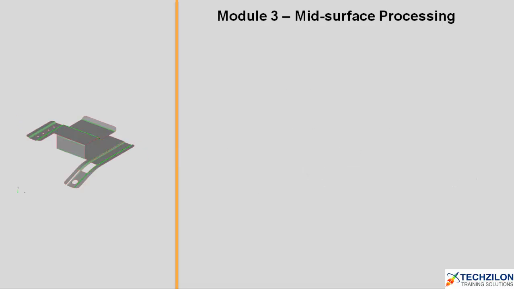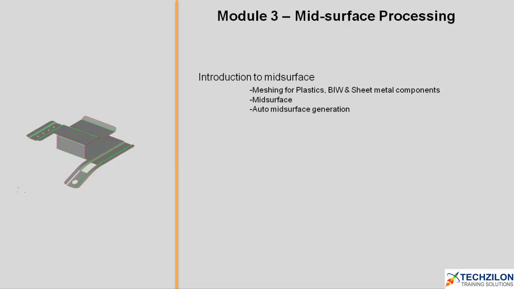In Module 3, we'll be going through midsurface processing. Here you will be introduced to midsurface, where you will learn meshing for plastics, BIW, and sheet metal components, midsurfacing, auto midsurface generation, editing, meshing, thickness assignment to the mesh, and manual element offset method.